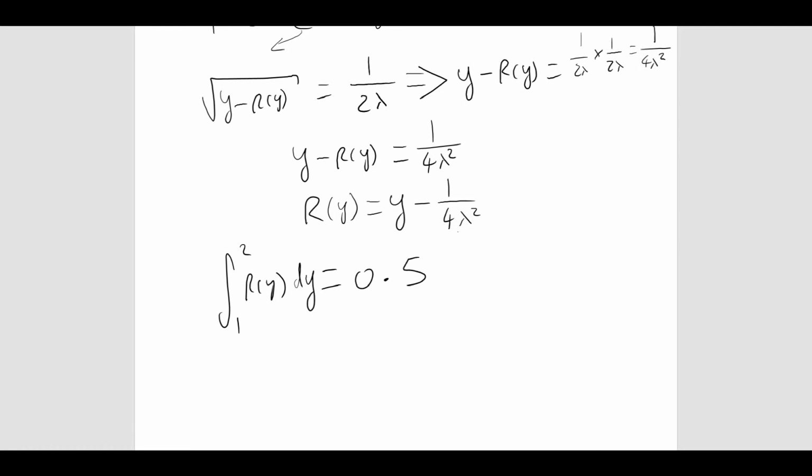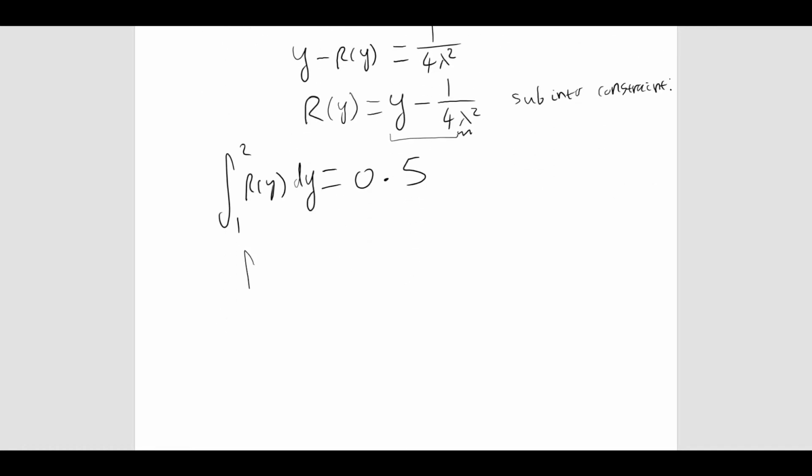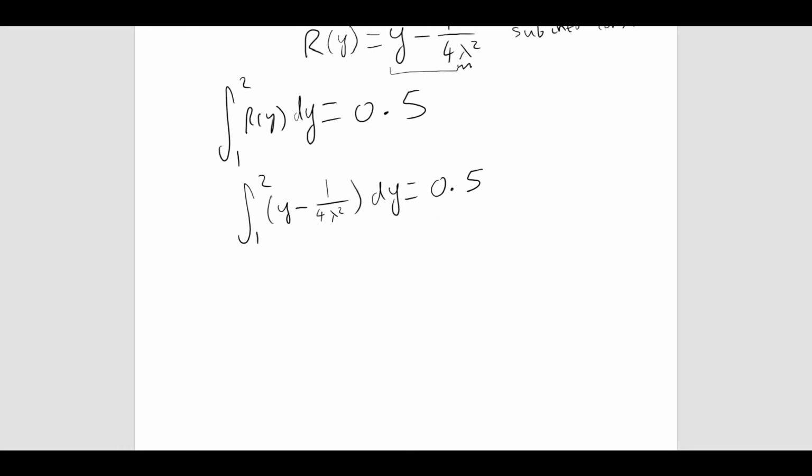And to find what lambda is, I just substitute this into the constraint. So I have the integral from 1 to 2 of y minus 1 over 4 lambda squared dy is equal to 0.5. It's fairly simple. We're integrating with respect to y. The integral of y, which is y to the power of 1: when we integrate, we add 1 to the power and divide by the new power. So I have y squared over 2.